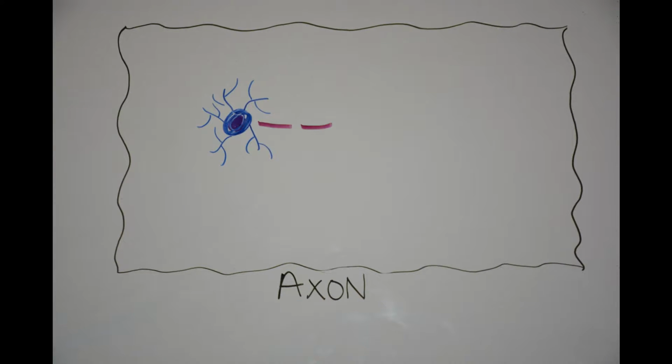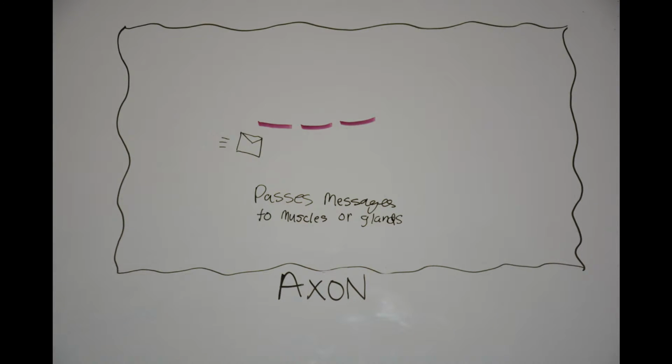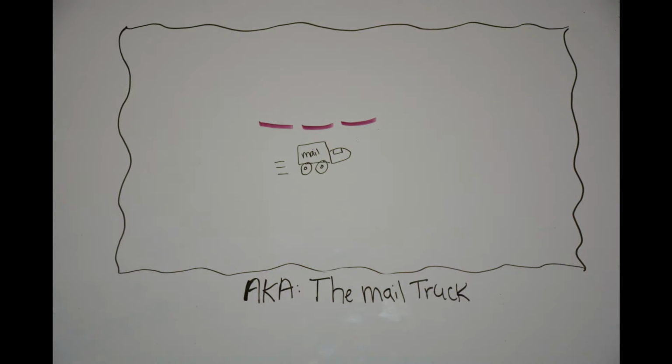Axons are the neuron extension that connects one nerve cell to the receiving party. They act like the road that the mailman takes to get his mail and packages to everyone.